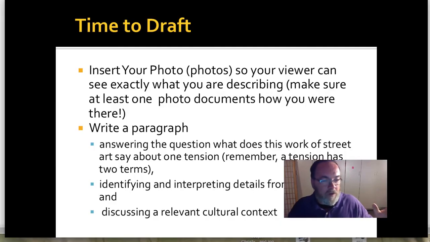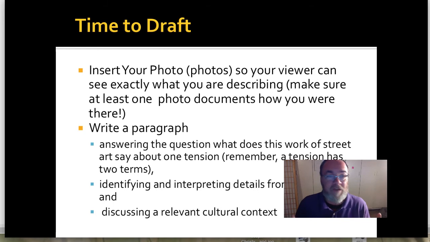So once you've got your photo in there, it's time to write a paragraph, and your paragraph is going to have three elements. You're going to have a claim that answers the guiding question, what does this work of street art say about the tension between X and Y in American culture? Then you're going to identify specific details from the work of art and interpret those details, which means explain how they support your claim. As you do that, you're going to discuss at least one, but any relevant cultural contexts for that work of art.